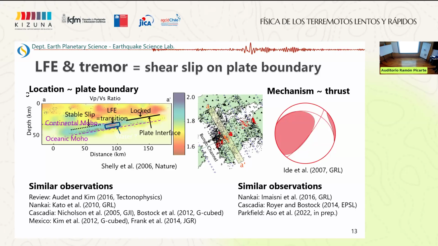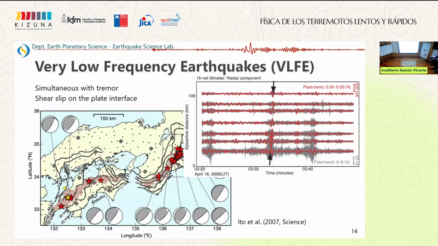And we also determine the direction of slip, and we can confirm that this event occurs as a slipping motion on this subducting plate interface. In addition to seismically observed low frequency earthquakes, or tectonic tremor, and geodetically observed slow slip events, we also find some intermediate scale events, so-called very low frequency earthquakes.